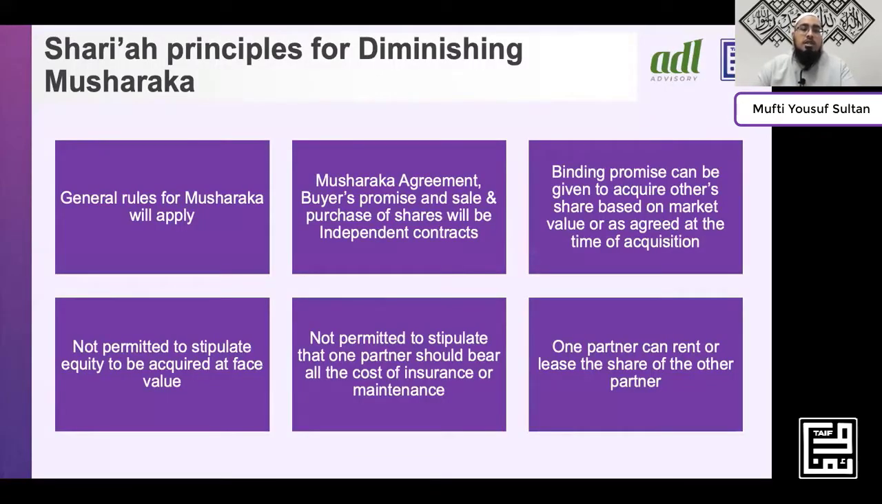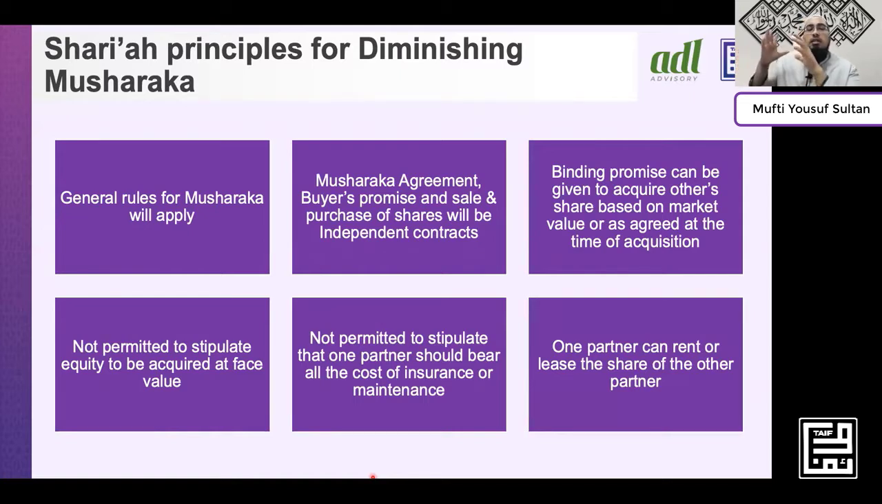Now, diminishing musharaka. Diminishing musharaka is a musharaka, so the rulings of musharaka will apply. Musharaka agreement, buyer's promise, sale or purchase of shares, all will be independent contracts. So what are the things we have in diminishing musharaka? Firstly, it's a musharaka, it's a joint ownership. Then we have a lease contract, usually if there is an ijara component as well.